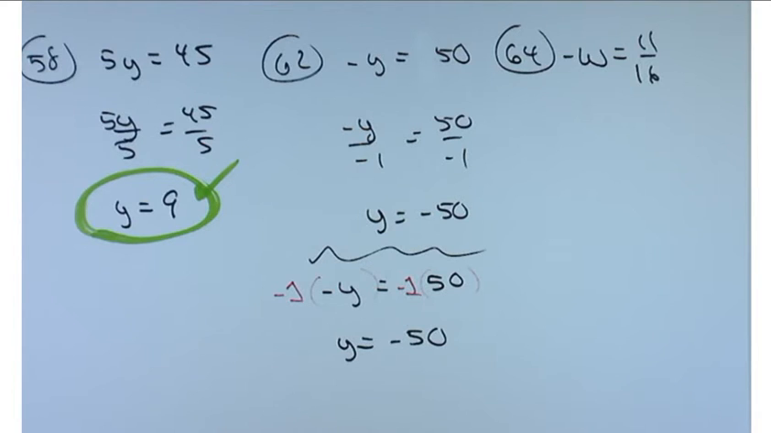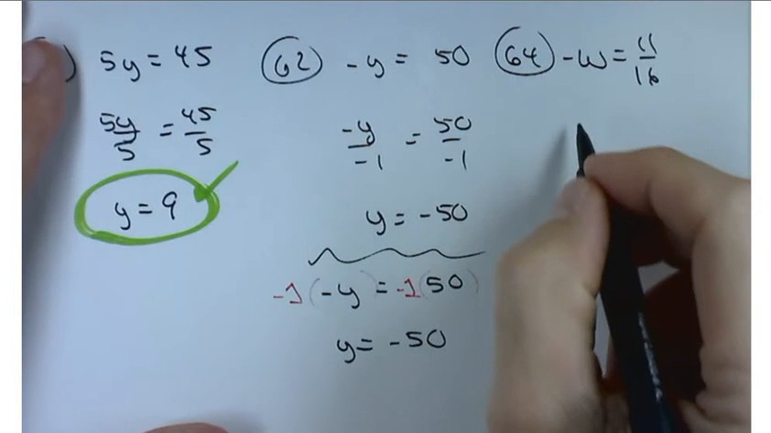Chelsea? What should we do in this one? Try it. Kasnaya? Okay.